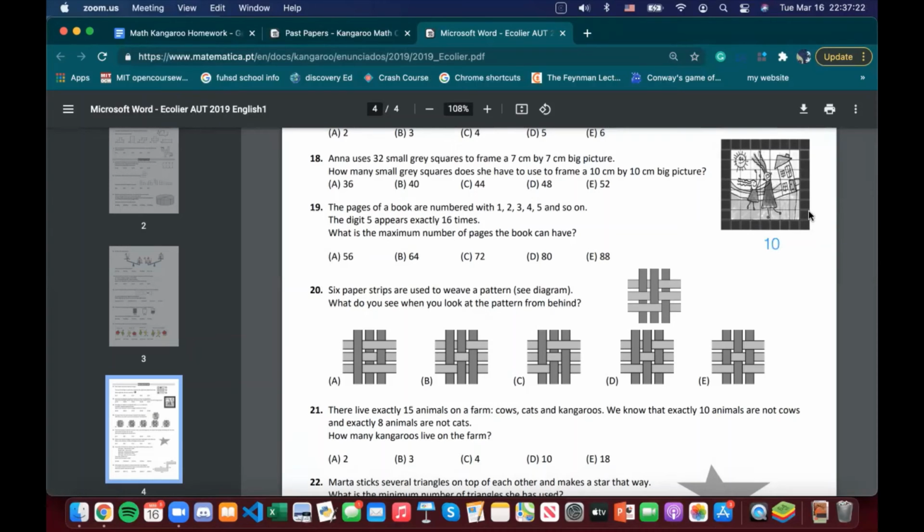So we have 10 on each side. So we have 10 gray squares, dark gray squares. 10 here, 10 here, 10 here, and 10 here. And then using what we have from trying on the 7x7 square, we also have the corners. 1, 1, 1, and 1. And what do you get when we add these all up? We get 44. So your answer for 18 would be C, 44.